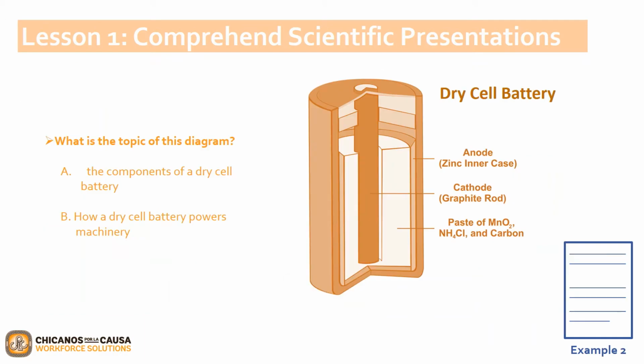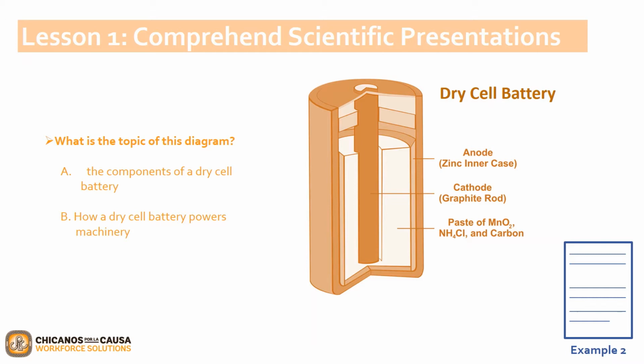All right, now that we have retouched on the difference between main idea and supporting details, let's go ahead and look at our first example question. The question itself states, what is the topic of this diagram? As you can see from the image, the diagram itself is of a dry cell battery. Now, if we take a look at the answers, we have to determine what message this particular image or graphic is trying to send us as the reader, or the learner in this case. Is it A, components of a dry cell battery, or B, how a dry cell battery powers machinery?